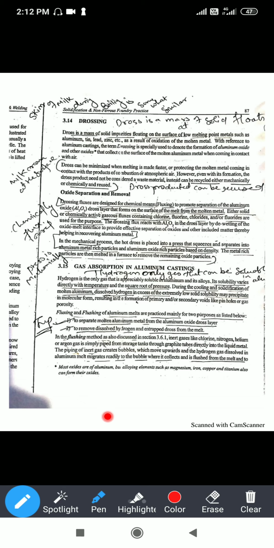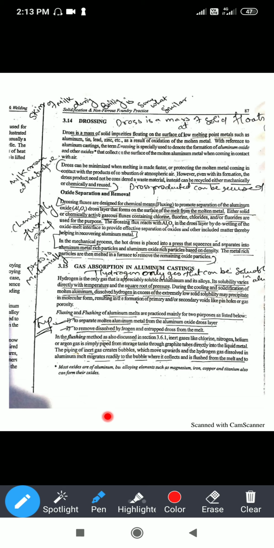These dross are reused by two methods, chemically and mechanically. Chemically, some chemicals are added to the dross, aluminum oxides are added, and with the help of gases, gaseous fluxes containing chromium chlorides and fluorides are used for the drossing to change the dross into a flux. That dross may be converted into a flux. So this is one of the methods which is used.